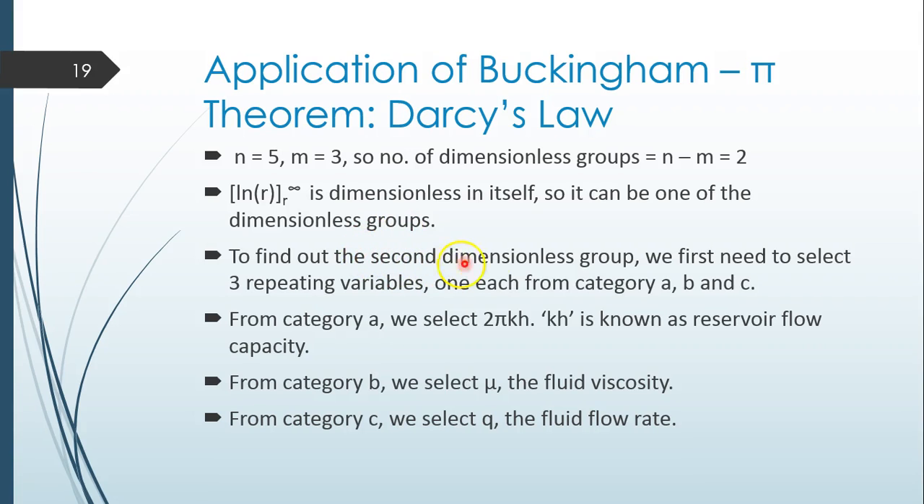To find out the second dimensionless group, we need to first select 3 repeating variables, one each from category A, B and C. From category A, we select 2 pi kh. Okay, kh is known as the flow capacity. From category B, we select mu, the fluid viscosity, which characterizes the fluid. From category C, we select Q, the fluid flow rate, which characterizes the fluid motion.